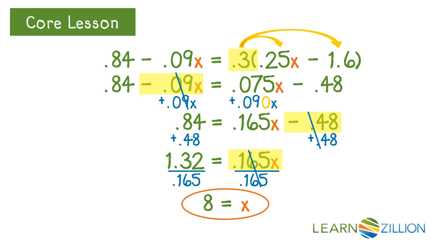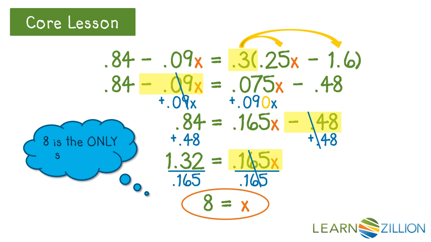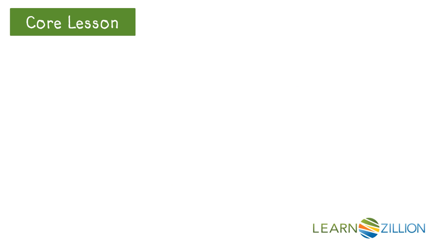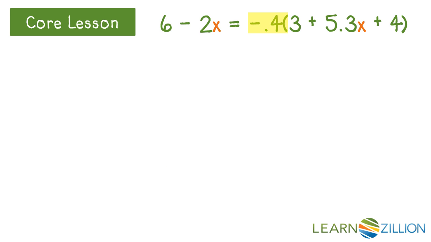So 8 equals x. Since we ended with a variable equal to a constant, there is only one solution to this equation. Let's look at a second example. This equation also has some distributing that can be done on the right. But I also noticed that the group inside the parentheses are like terms that can be combined.